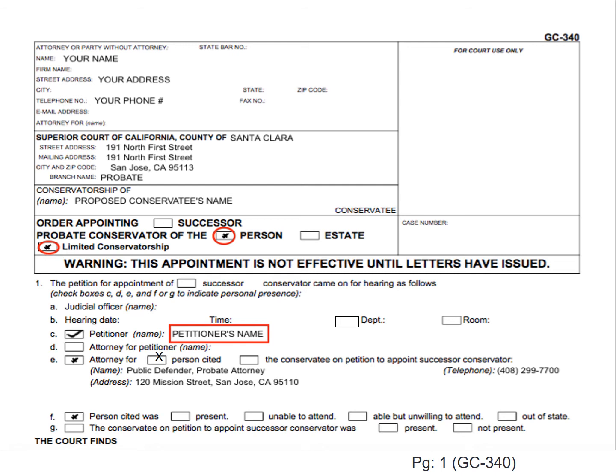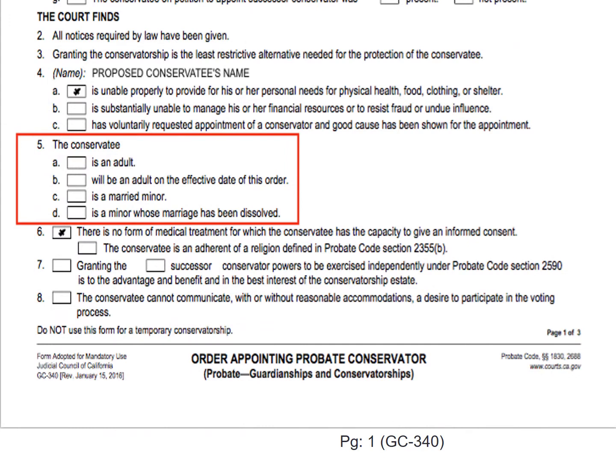At item 1F, check the box next to person cited was and leave the rest of those boxes at item 1F blank. The judge will fill in the rest of those at the hearing. Page 1 of Form GC-340, at item 4, write the name of the conservatee and check the box at item 4A. At item 5, check box 5A if the conservatee is an adult, or check box 5B if the conservatee is not yet an adult. Check the box at item 6.